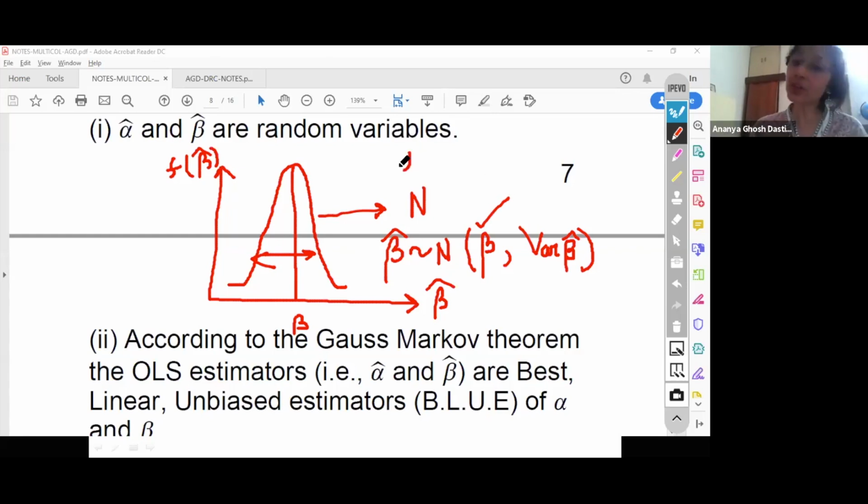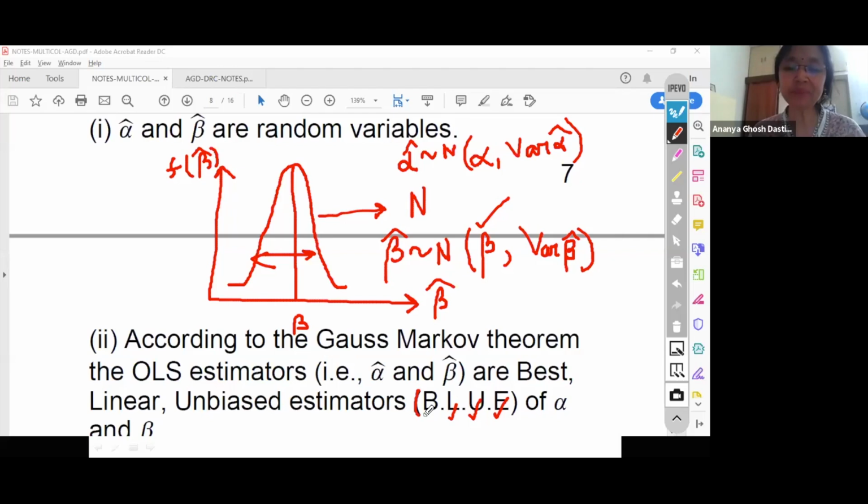Alpha hat is also unbiased, so alpha hat also follows a normal distribution. The mean of alpha hat is alpha, and it has a certain variance, which is the variance of alpha hat. Right, so we are done with E. E is estimator. U is unbiased. L is linear. They are linear combinations of the y's.